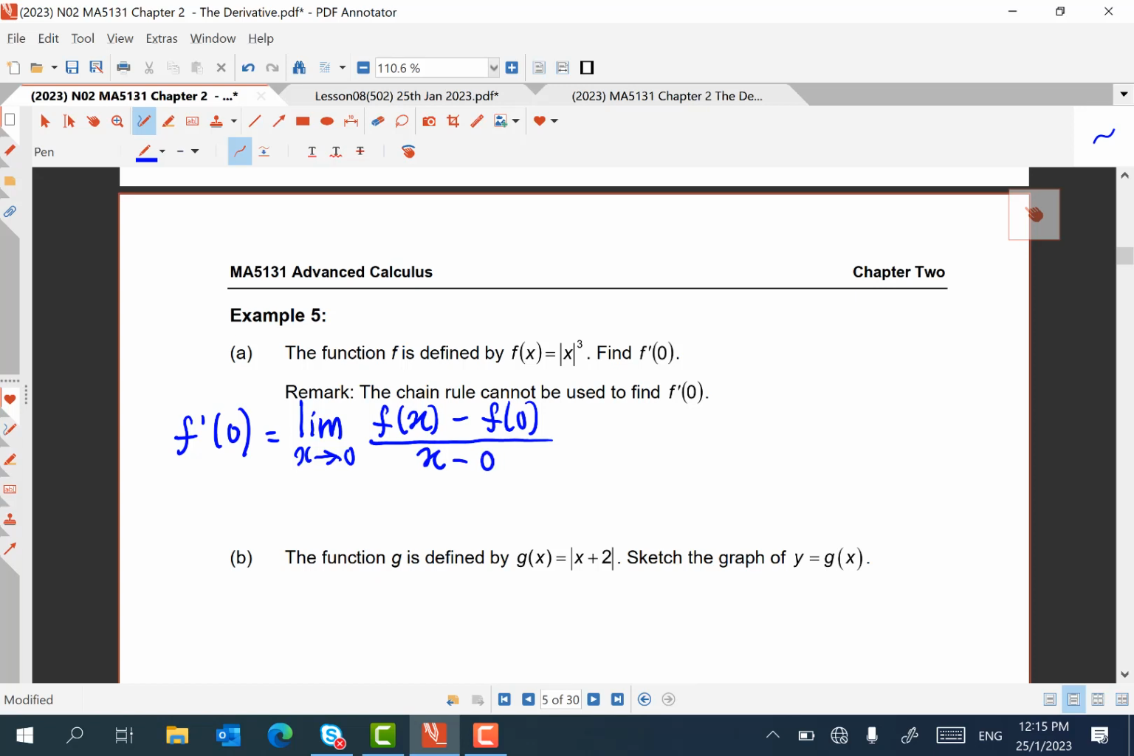Right, by definition, f prime of 0 is to be calculated like this. Then this becomes the limit as x goes to 0 of... Many people are very hasty to say this is equal to 0, but actually I prefer that you do a bit more working to show that. You have to do the left and right limits.